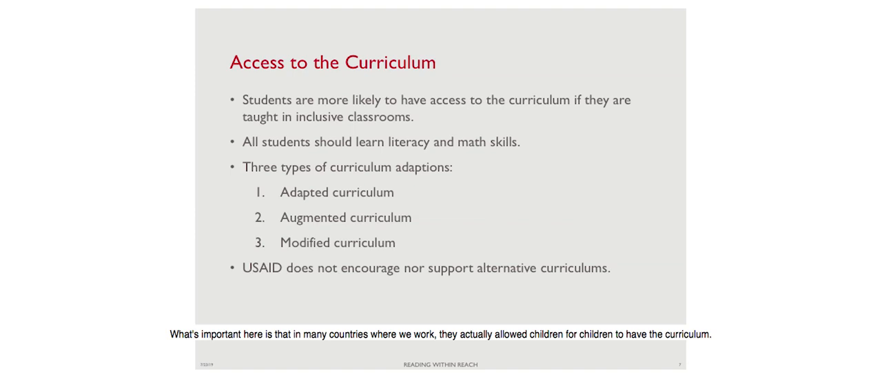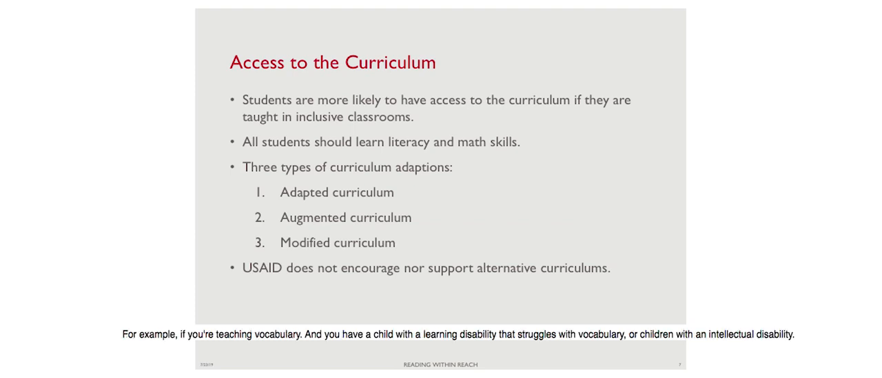Then there is access to the curriculum. What's important here is that in many countries where we work, we need to allow children to have access to the curriculum. Essentially in the toolkit, we discuss three different types. One is an adapted curriculum. A child who is blind, for example, has the same curriculum, but it's adapted because they get their materials in Braille. Another would be an augmented curriculum, where it's the same curriculum but you have additional support. For example, children who are deaf have the same curriculum, but they may also get deaf culture as an additional course, or children who are blind may also get mobility and orientation.